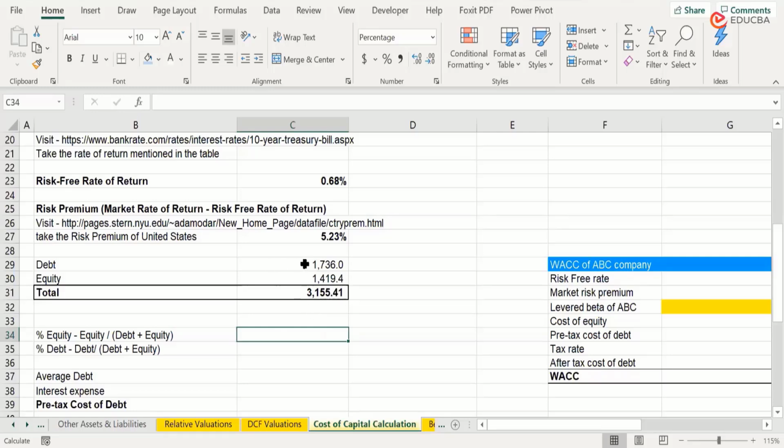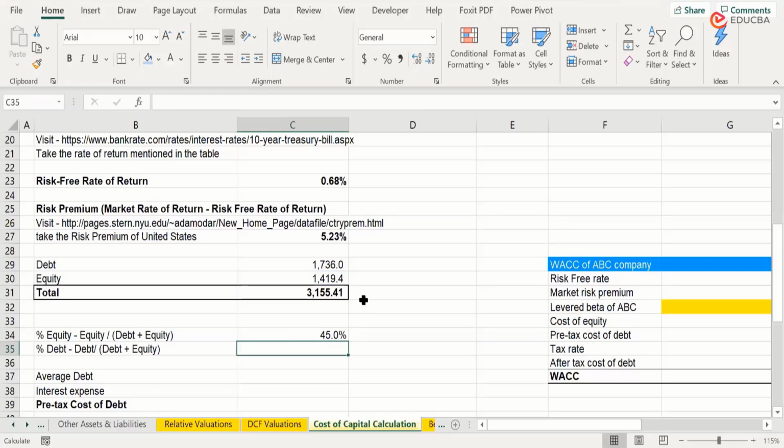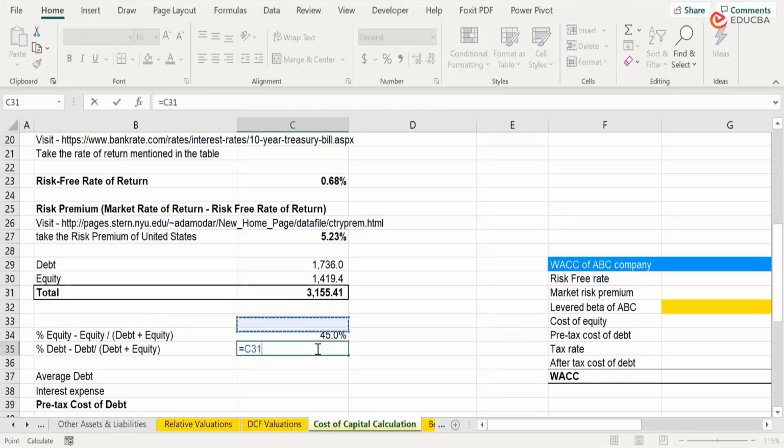What is the proportion of equity of this total capital investment? Capital is in the form of debt and equity, right? So here we got the total capital. Now what is the proportion contribution of equity over the total capital? We take a percentage, equity divided by total. You see on the left it is given equity divided by debt plus equity. Debt plus equity is this total. We say debt divided by the total.